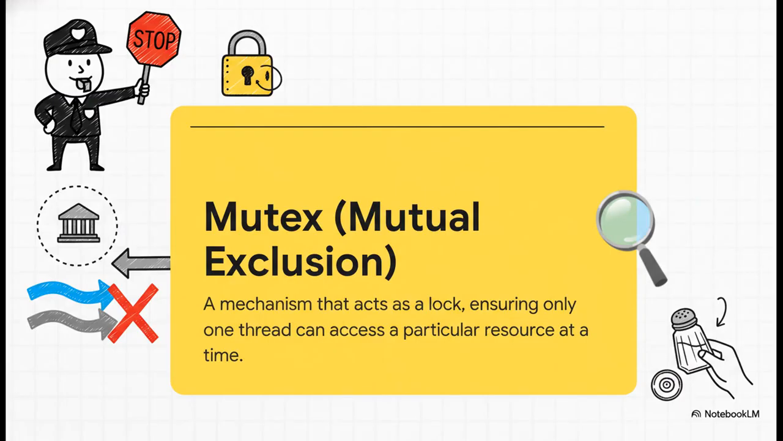This little digital traffic cop is called a mutex, which is short for mutual exclusion. But honestly, you can just think of it as a lock. Before a thread can touch a shared resource, like our bank account, it has to get the lock. And while it's holding that lock, every other thread just has to wait in line. It's a really simple rule. One at a time, please.